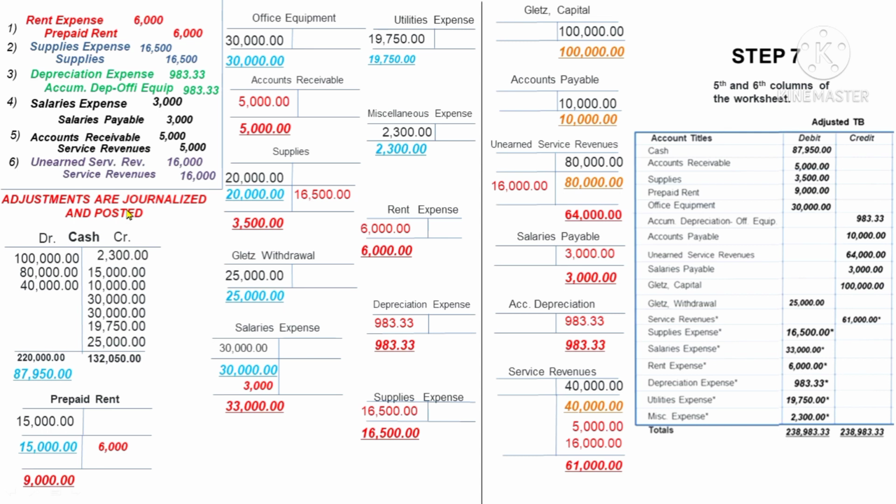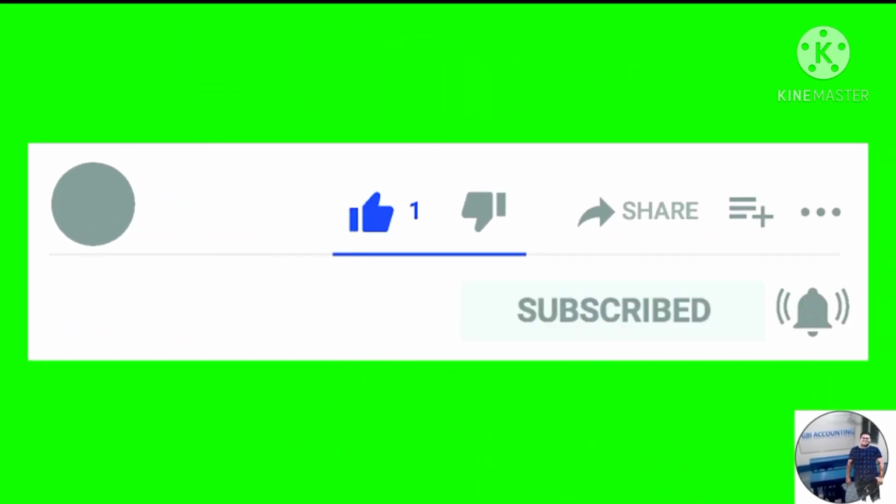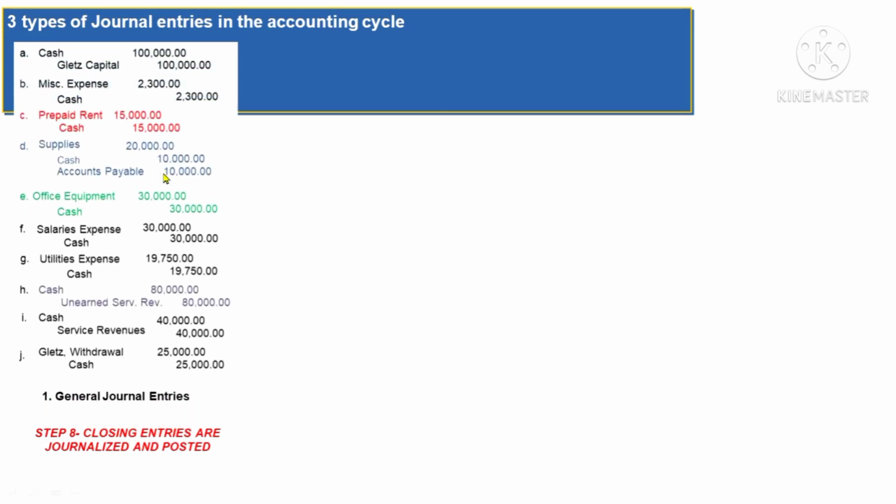Now, let's go to step 8. Step 8 is closing entries are journalized and posted. But before we go to the closing entries, let me tell you that there are actually 3 types of journal entries that you need to master in the accounting cycle or accounting process. The first one is the journal entries from regular transactions. We have our example right here, and these entries were extracted from episode 3 of this series, which talked about posting journal entries to the ledger.